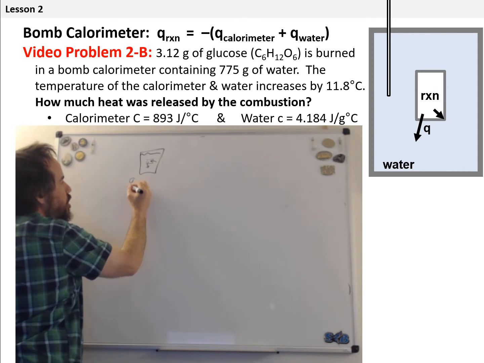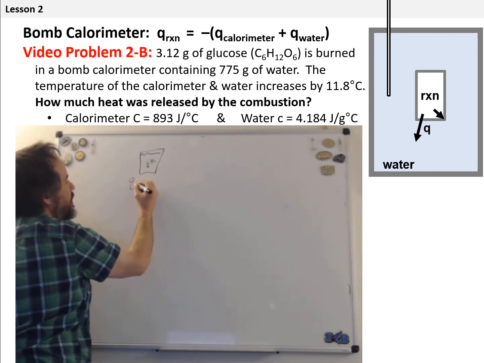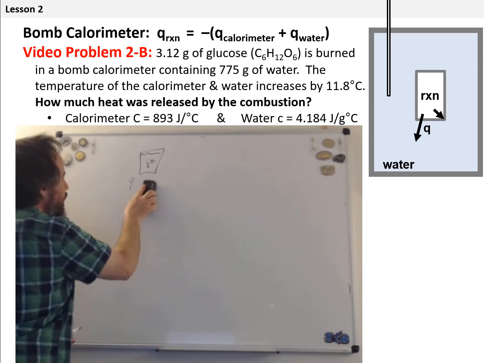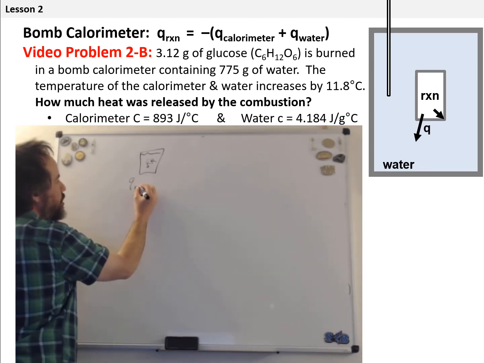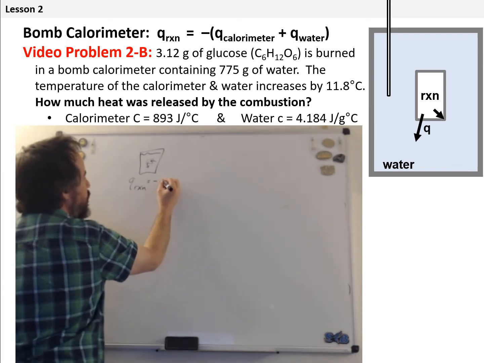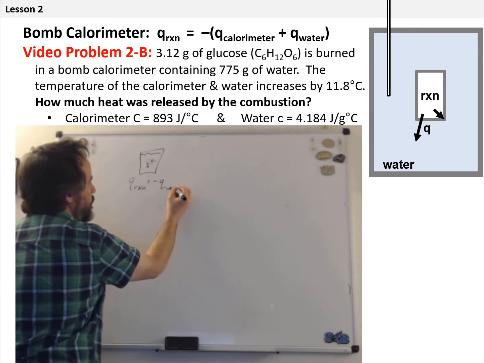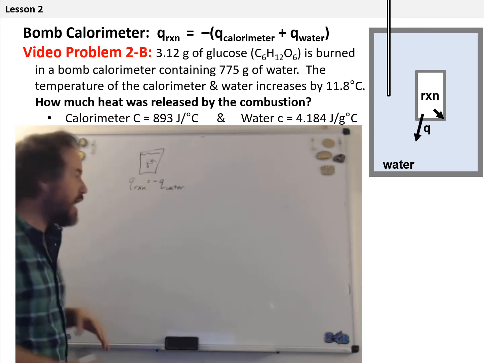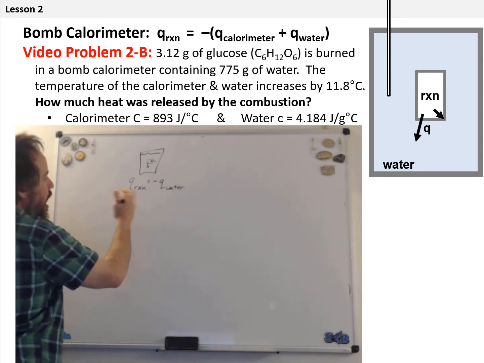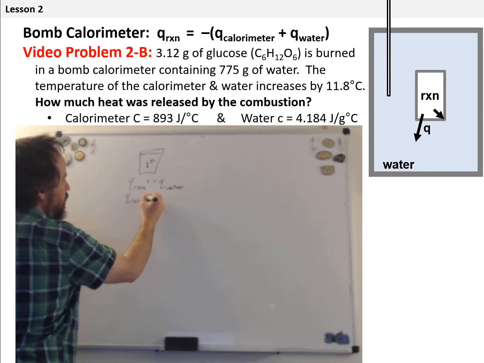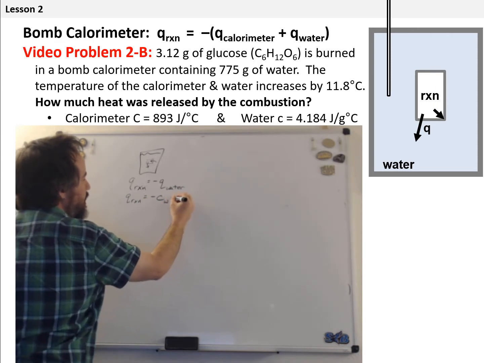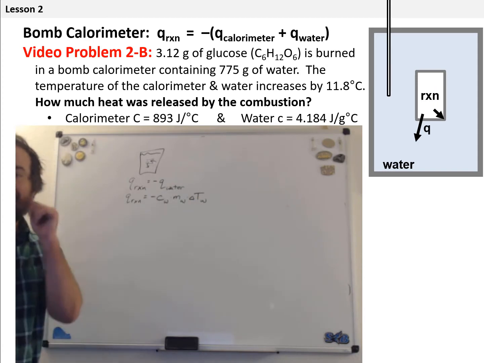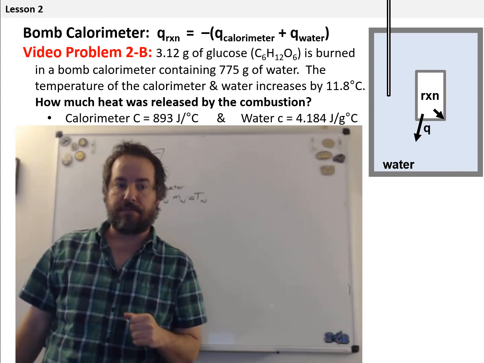And so the Q of my, let's call this a piece of metal, or actually let's call it a reaction because we're dealing with a reaction here. The Q of my reaction equals negative Q of the water. And so then I could say, okay, the Q of the reaction equals negative C of the water times the mass of the water times delta T of the water. That's not the case here.